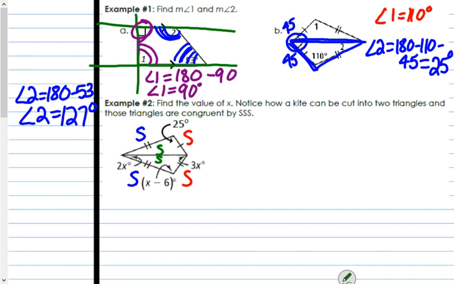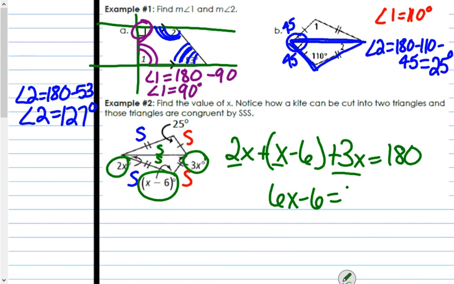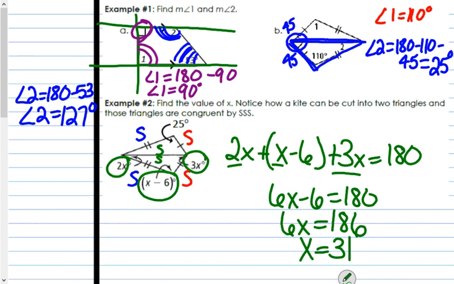Now, all of the angles in a triangle have to add up to 180 degrees. So I can take 2x, which is this angle, plus x minus 6, plus 3x. Set it up as 180 degrees, and I can solve for x. 2x plus x is 3x, plus 3 more x is 6x, minus 6 equals 180. And then 6x equals 186. Divide both sides by 6, x equals 31. So x is equal to 31.